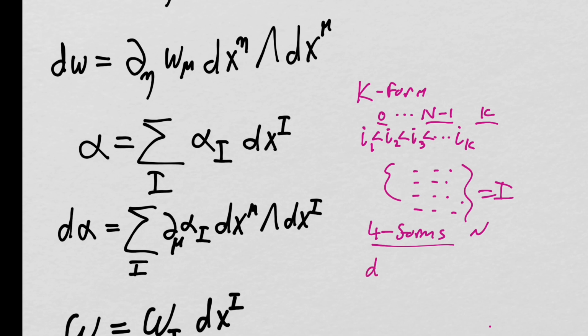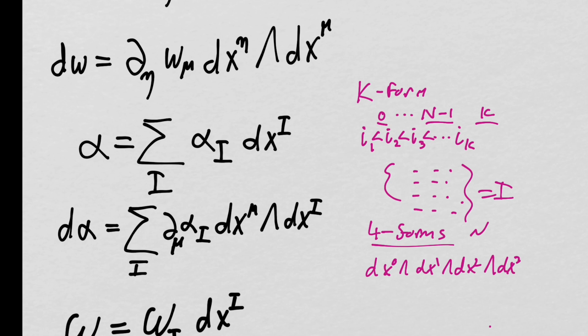So you could have dx0 wedge dx1 wedge dx2 wedge dx3. That would be a basis vector for the vector space of 4 forms on an n-dimensional manifold, or the subspace of the.